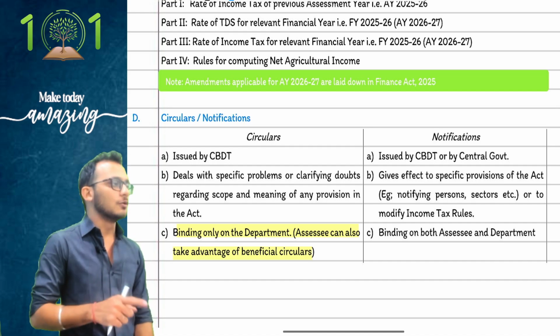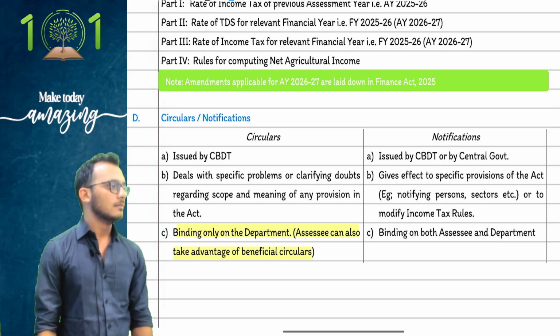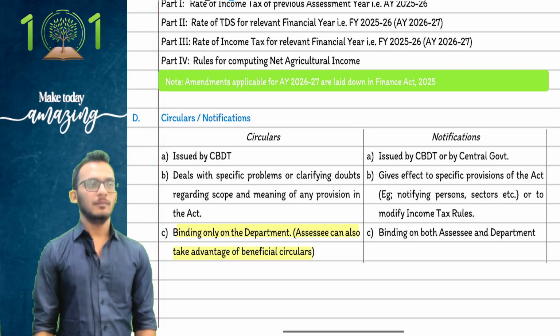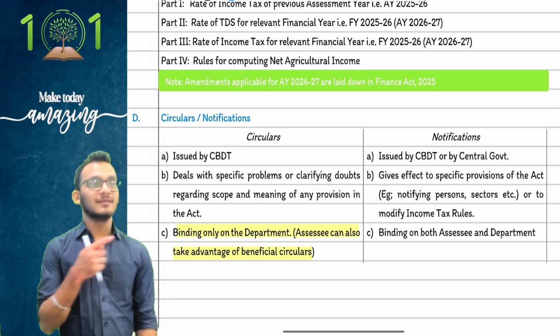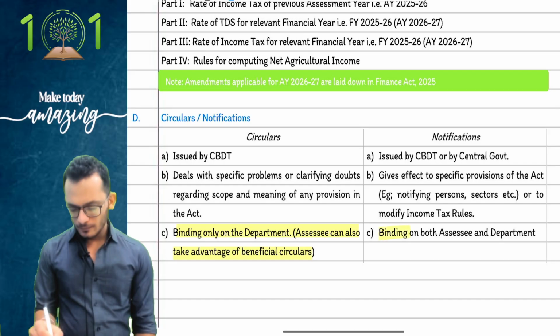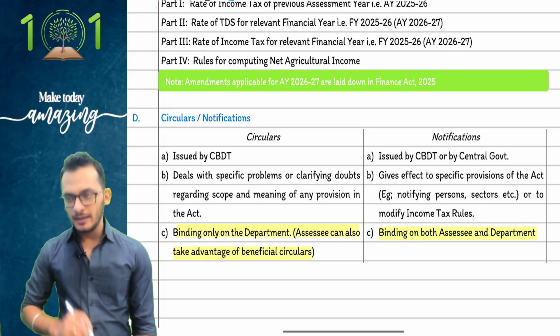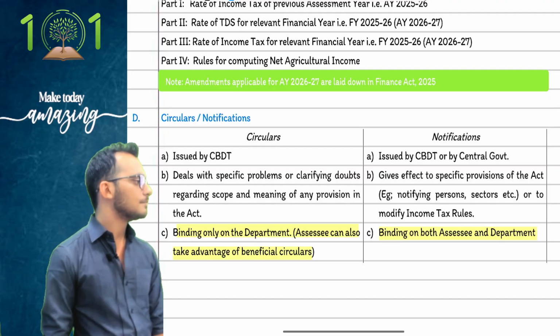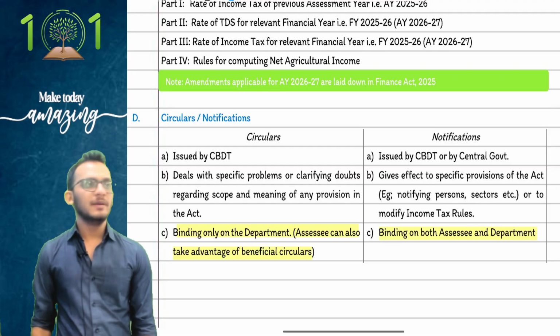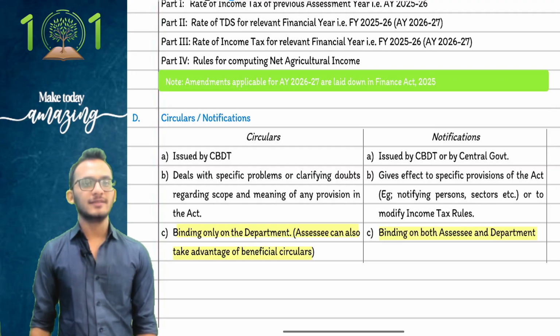Notifications are also used to make rules. We discussed notifications are also used to make rules. Yes, this one is binding on both assessee and department. This is your MCQ question. Be mindful of the MCQ questions, people, because here is where the challenge starts.